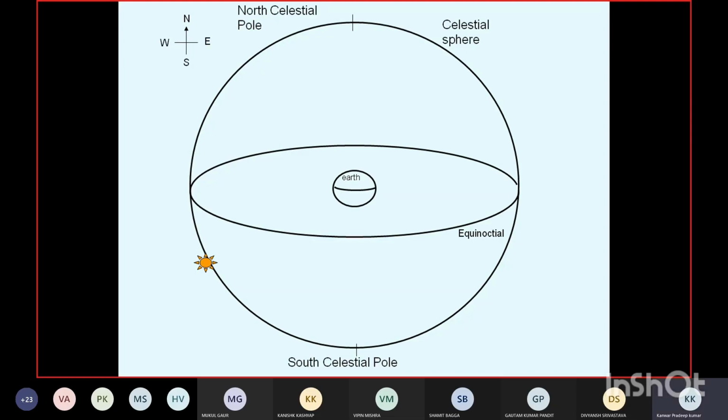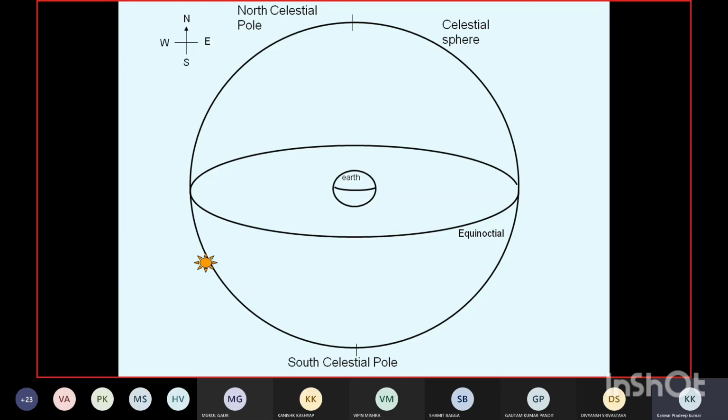So like this is the maximum southern declination, 23.5. Every day the declination will decrease, it will go up and up and up and come to the equinoctial. And after the equinox, it will become north declination. Then every day it will move from east to west till it reaches maximum north declination.